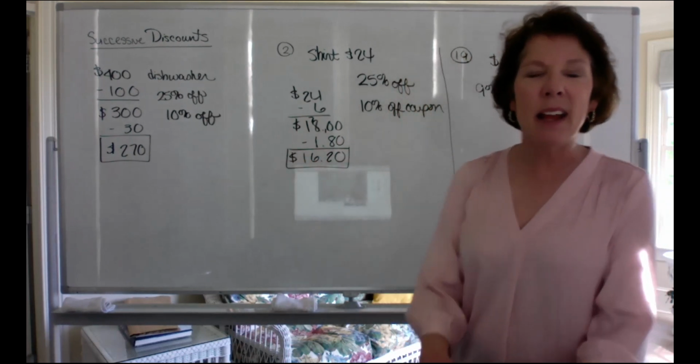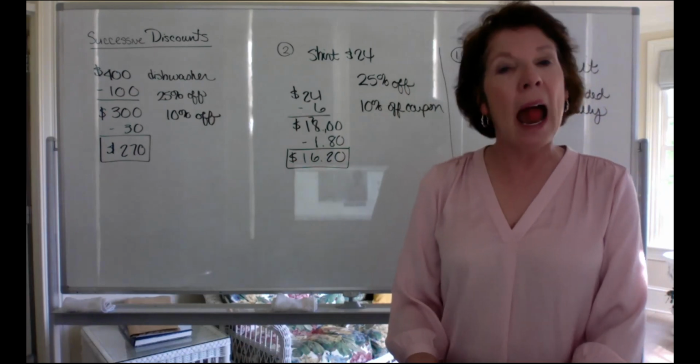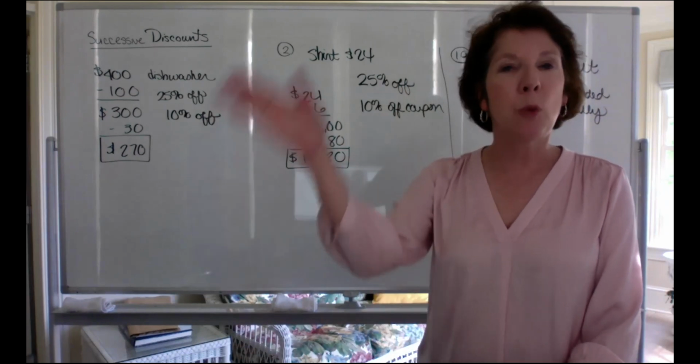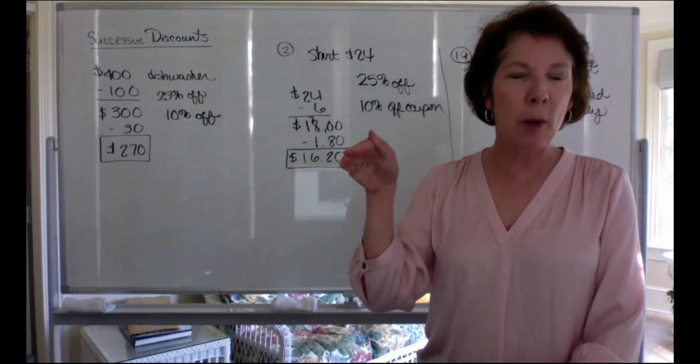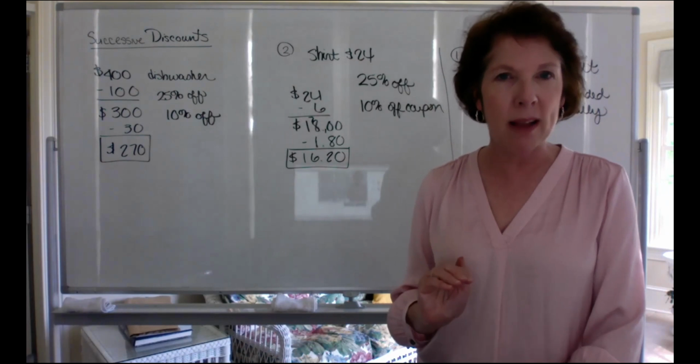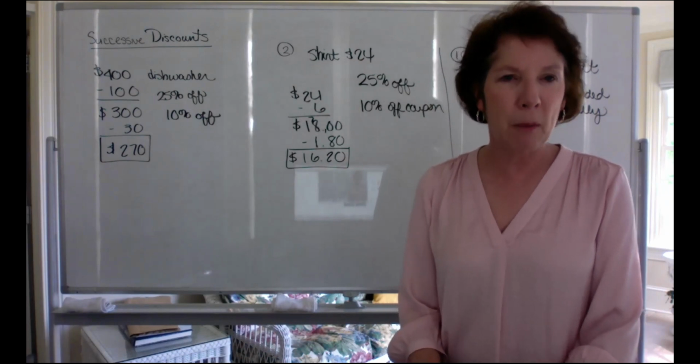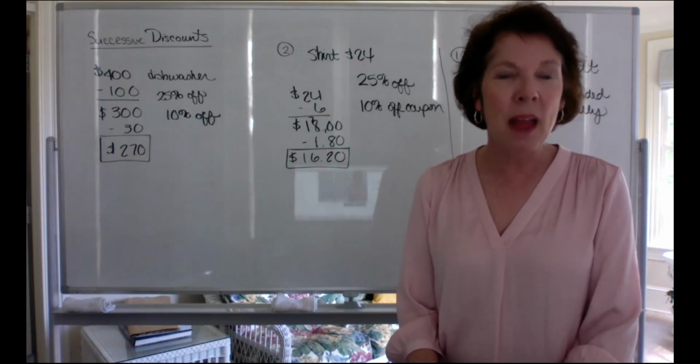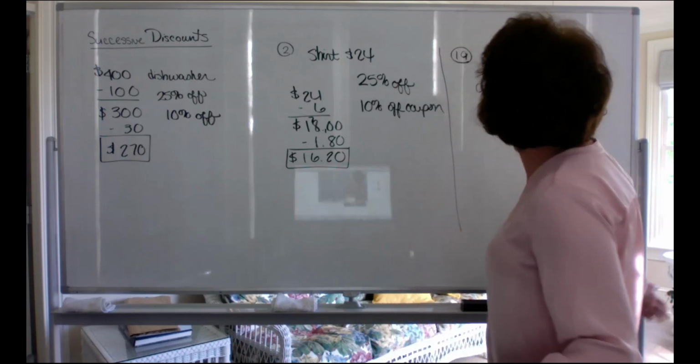$16.20 is the cost of the shirt after a double discount. $25 off gives me the sale price. Another 10% off of the sale price gives me the final price he's going to pay for the shirt when he leaves the store.